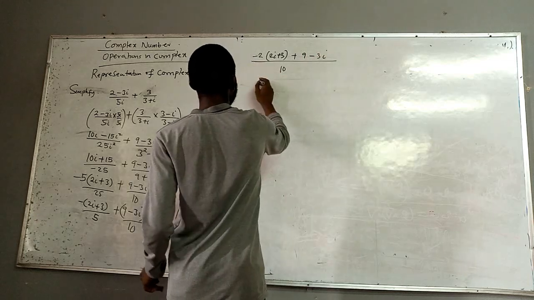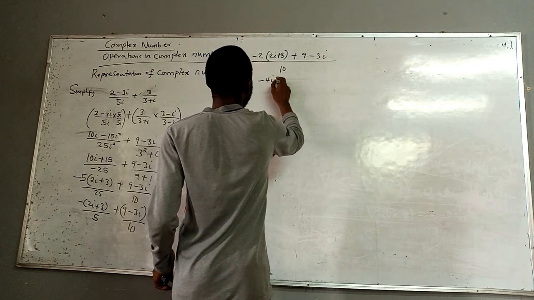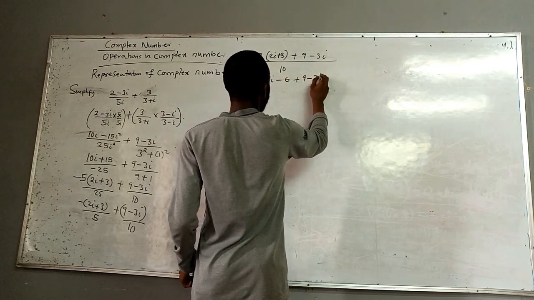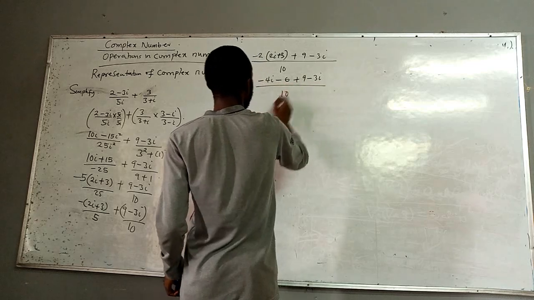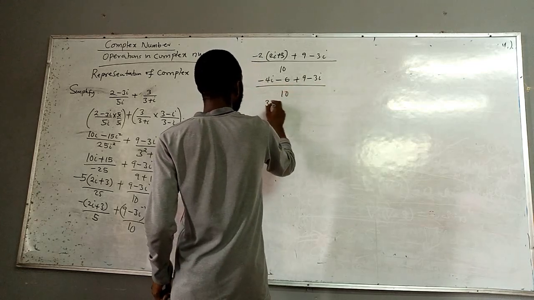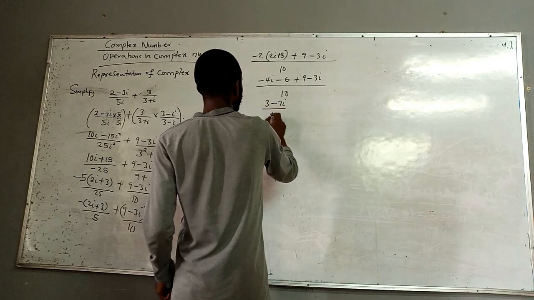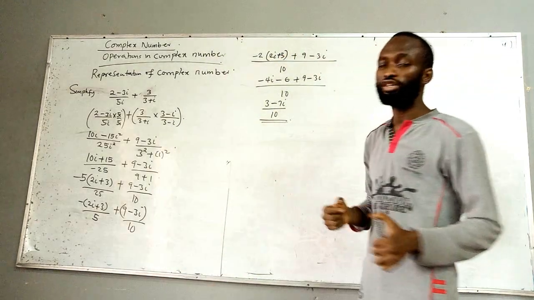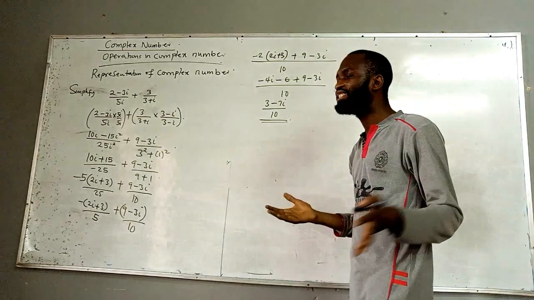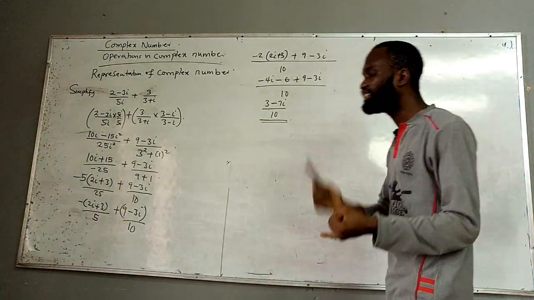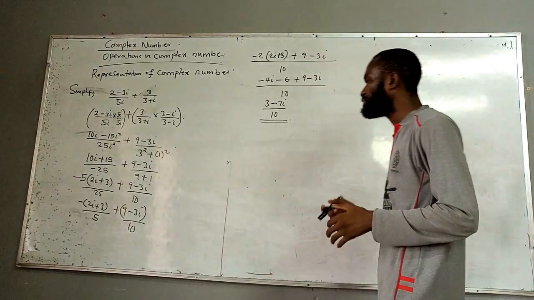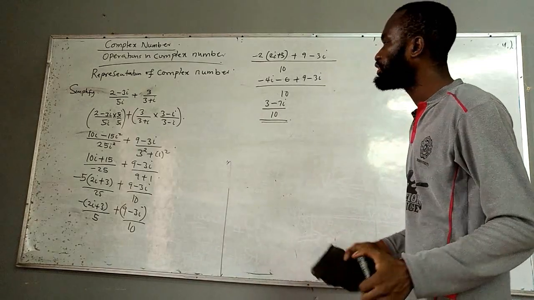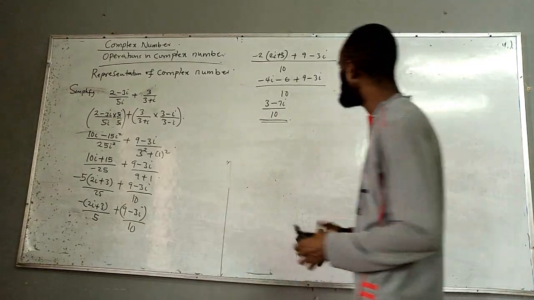And if I open this bracket, I have minus 4i minus 6 plus 9 minus 3i over 10. At the end of the day, we have 3 minus 7i over 10 as the solution to the given question. If you look at this question, we have combined different operations: addition, subtraction, multiplication. That is how to handle questions on operations of complex numbers. It is very, very simple.